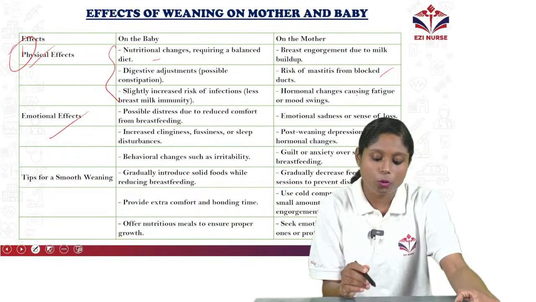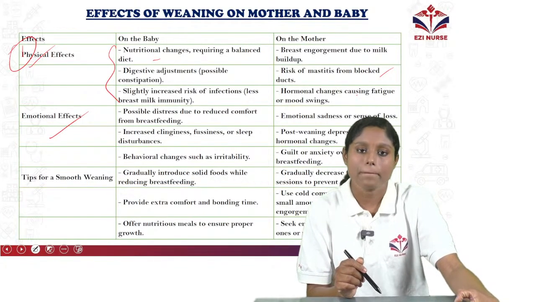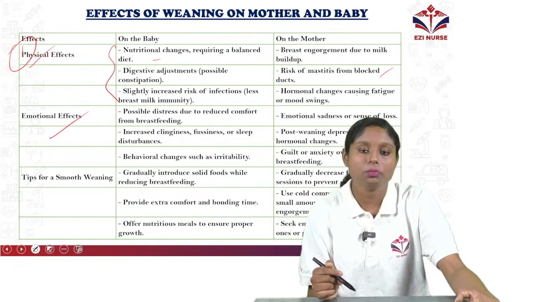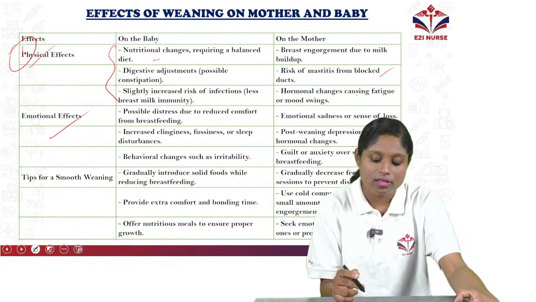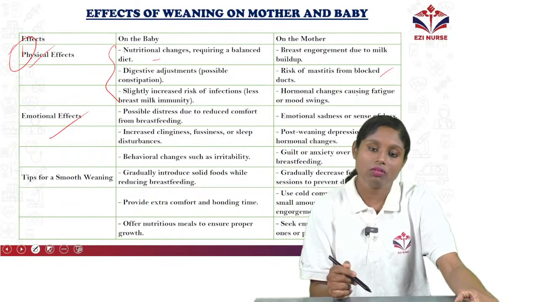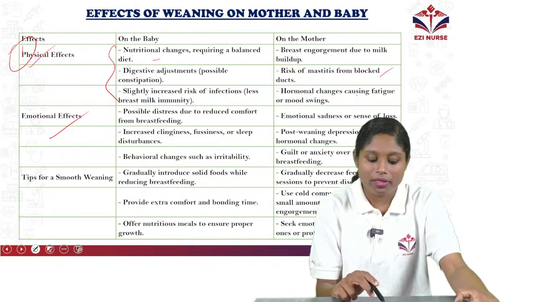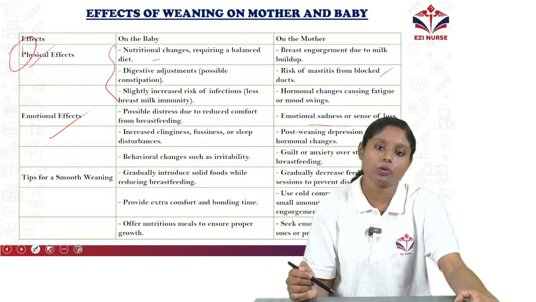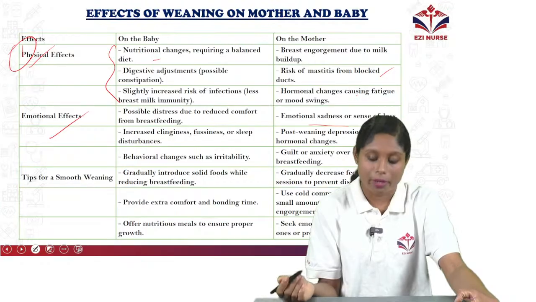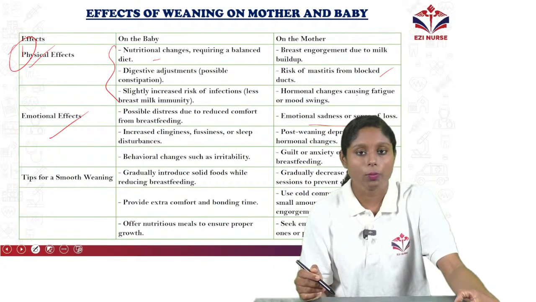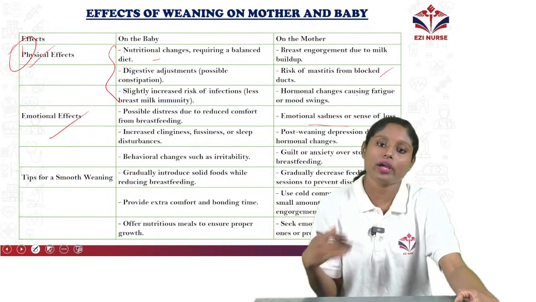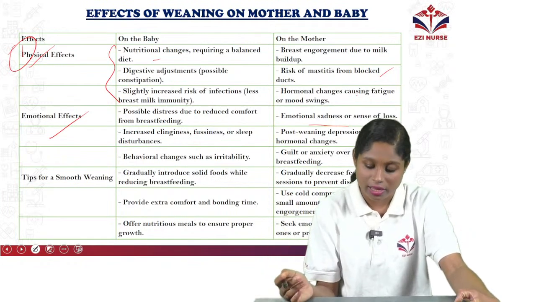Coming to the emotional effects: possible distress due to reduced comfort from breast milk feeding. After 6 months, there is a reduction in breastfeeding, so the baby will have possible distress, increased clinginess, fussiness and sleep disturbances. Behavioral changes such as irritability can be seen in the baby. Coming to the mother, she will have emotional sadness or a sense of loss. She will feel depressed because her baby is not having the breast milk. Post-weaning depression due to hormonal changes. Guilt or anxiety over stopping breastfeeding. The mother will feel, why did I stop the breastfeeding? So that guilt will be there in the mother.